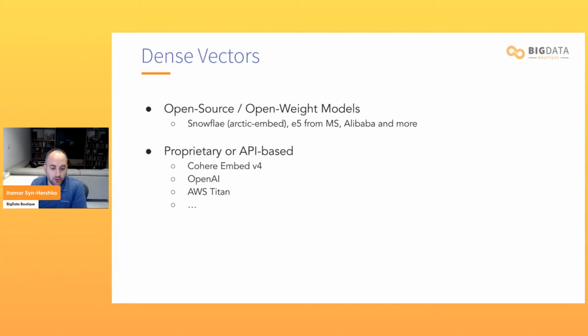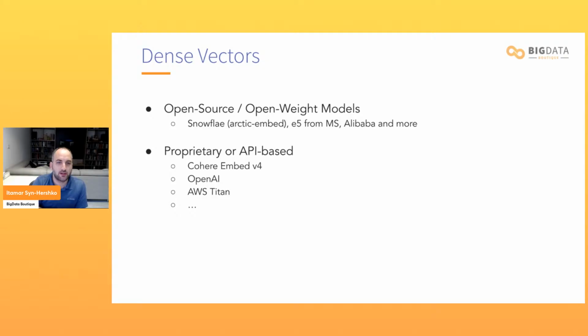And when we talk about dense vectors, essentially we talk about LLMs or other types of very large models that would be able to generate a list of numbers, a vector, that will represent the meaning of the document, of the text.